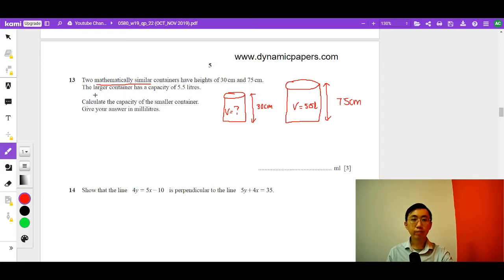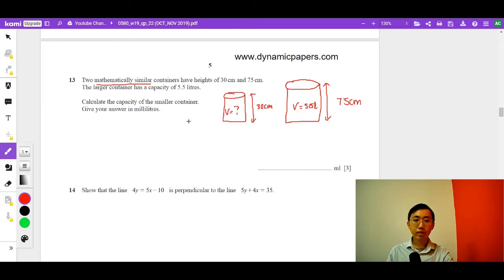Let's continue to read. The larger container has a capacity, it means volume, of 5.5 liters. So the teacher already labeled here. The bigger one, volume 5.5. Calculate the capacity of the smaller container. So let's label that as V, okay? Not BTSV, but the volume V. Give your answer in milliliters. So they already kind of tell us that. Don't forget, we have to give the answer in milliliters. Already a reminder over here.